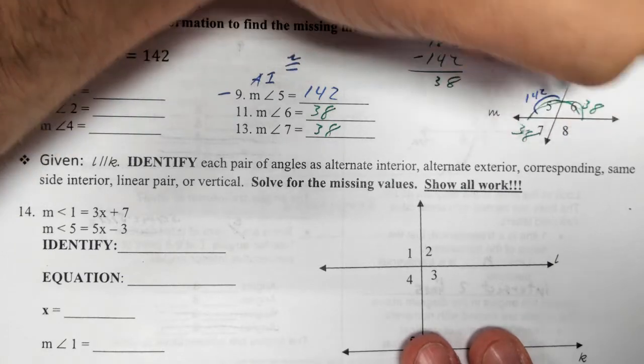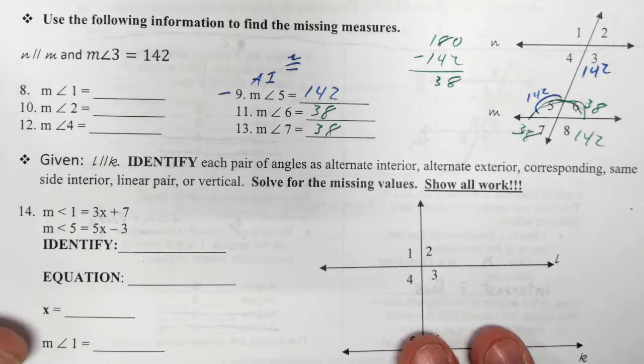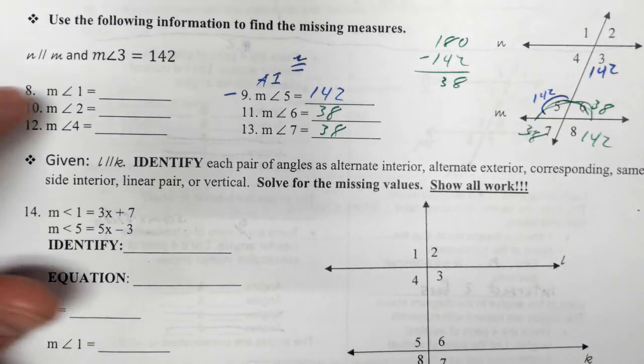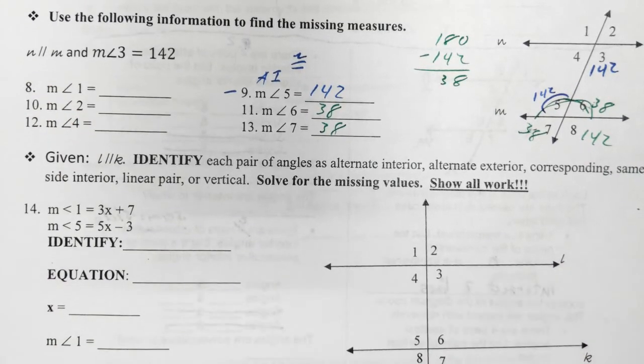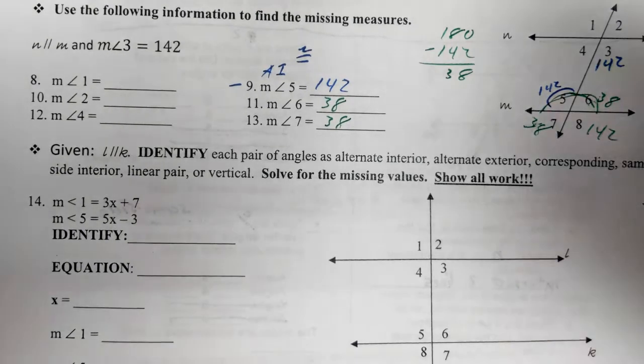5 and 8 are vertical angles, so it's also 142. You should easily be able to figure out the other angles 1, 2, and 4 that they ask for without any extra help. Now, for the next section.